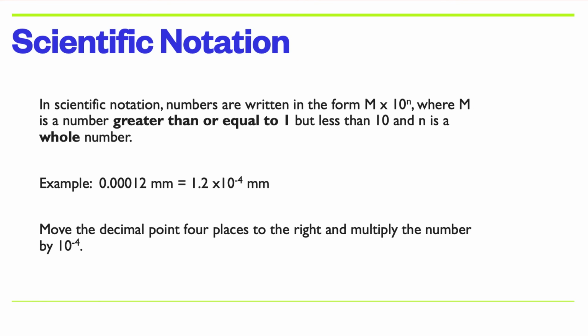Scientific notation. In scientific notation, numbers are written in the form m times 10 raised to the n, where m is a number greater than or equal to 1 but less than 10, and n is a whole number. So an example: we have 0.00012 millimeters. We want to change that into scientific notation.